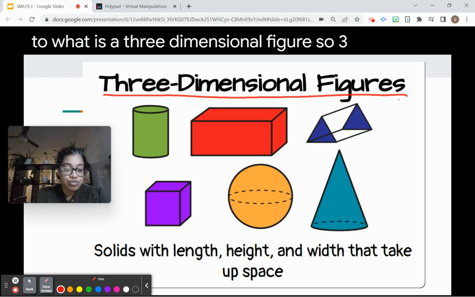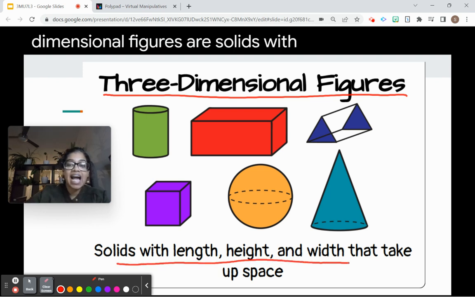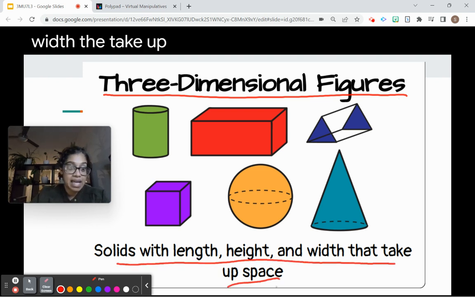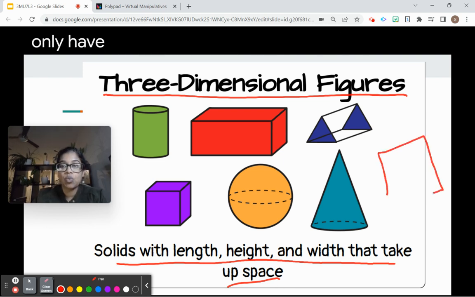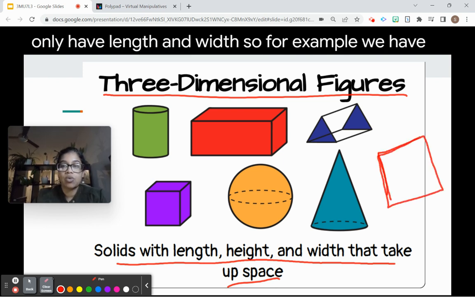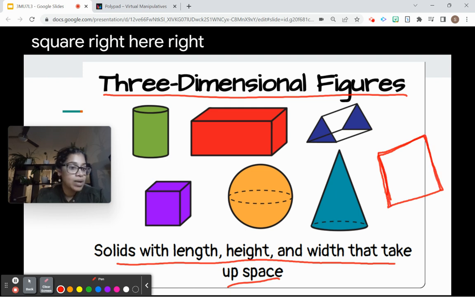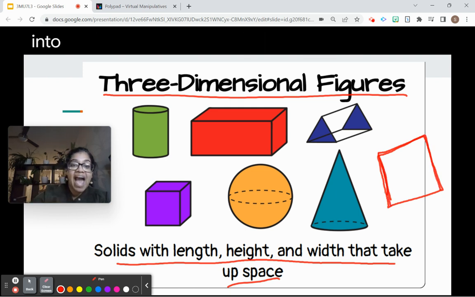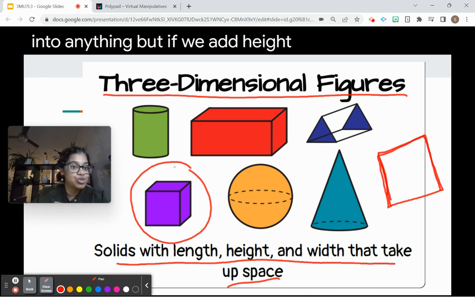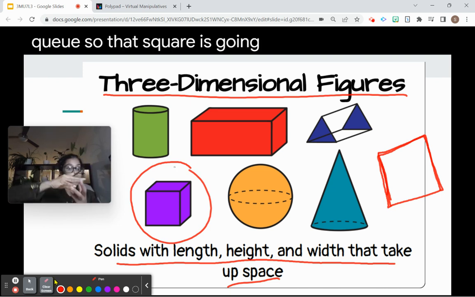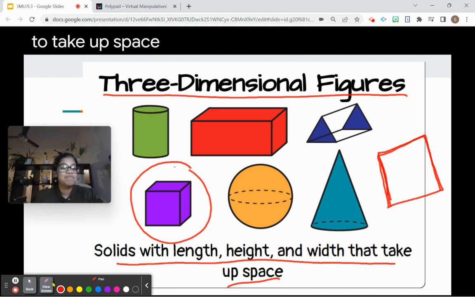Now let's go on to what is a three-dimensional figure. Three-dimensional figures are solids with length, height, and width that take up space. Two-dimensional figures only have length and width. For example, we have a square right here. It's flat, it's not going to turn into anything. But if we add height, it turns into a cube. That square is going to grow and take up space.